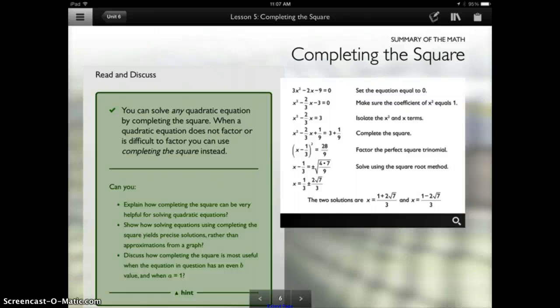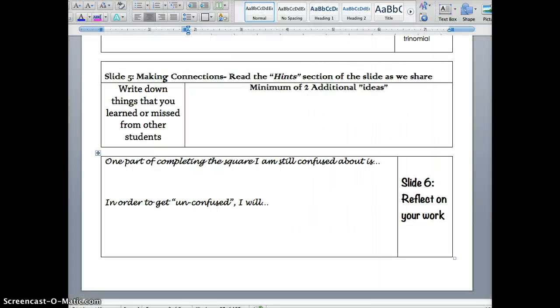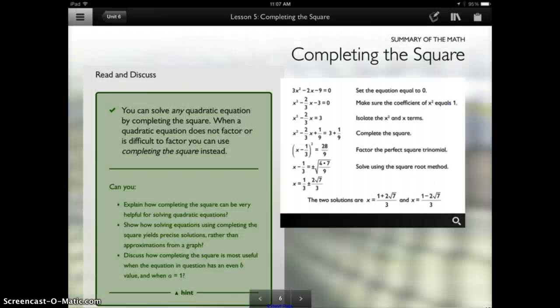Making connections. Slide 6 we'll talk about together. Sorry, it says slide 6 on your paper. This should say slide 7. And this is things that you should be reflecting on. We'll talk about this in class.